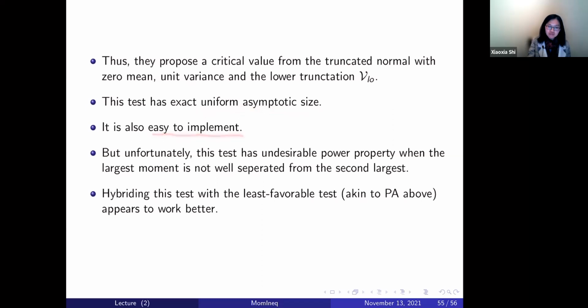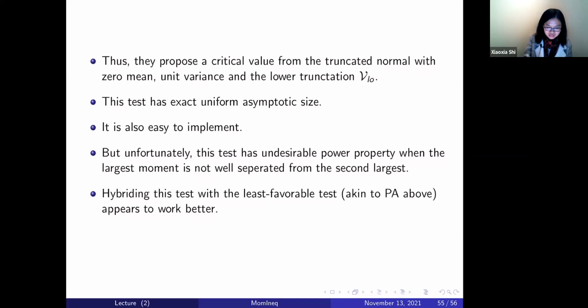It's also very easy to implement, but unfortunately, it has some undesirable power property when the largest moment is close to the second largest. It's easy to see why, because the second largest is the truncation point. If the truncation point is not really different from your test statistic, then the test is not going to reject, because the critical value would be at least as big as the truncation point, since it comes from the truncated distribution. If the max and the second max are close, the test is not going to reject.